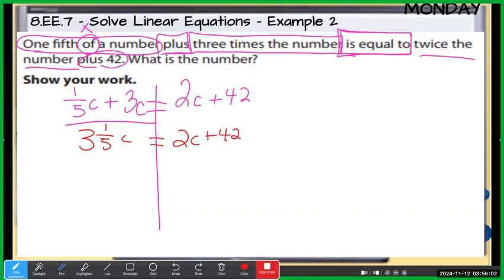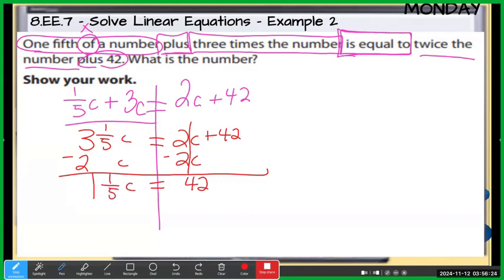What's next? So now I got 42 is equal to 3 1/5 C minus 2 1/5 C. Final step. Divide each side by 1/5, or 1.5. That's 1 1/5. That ain't 1.25.